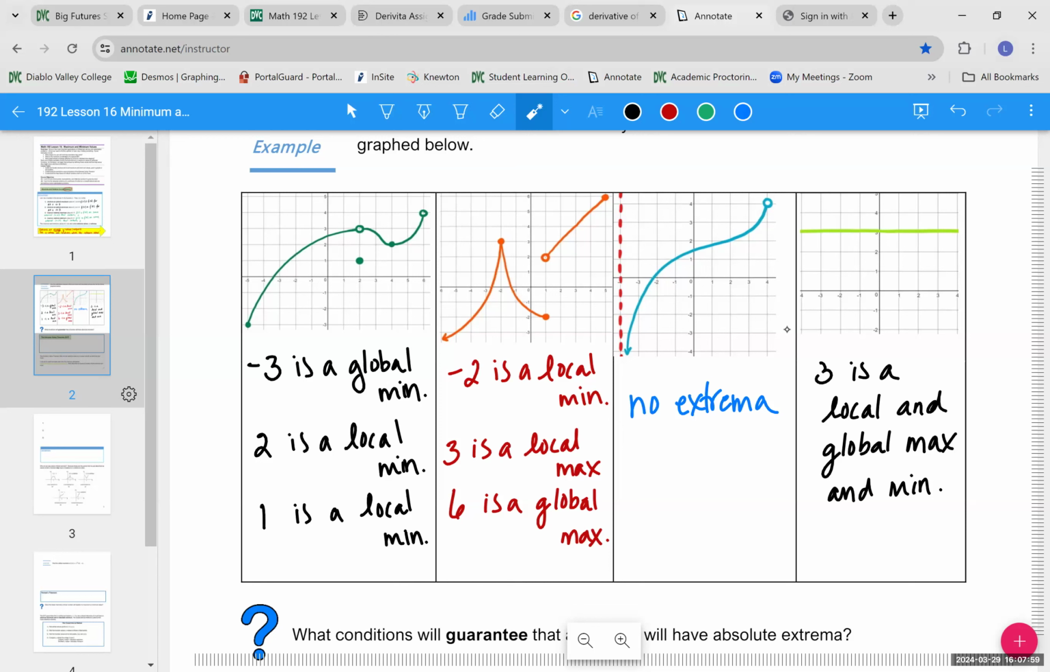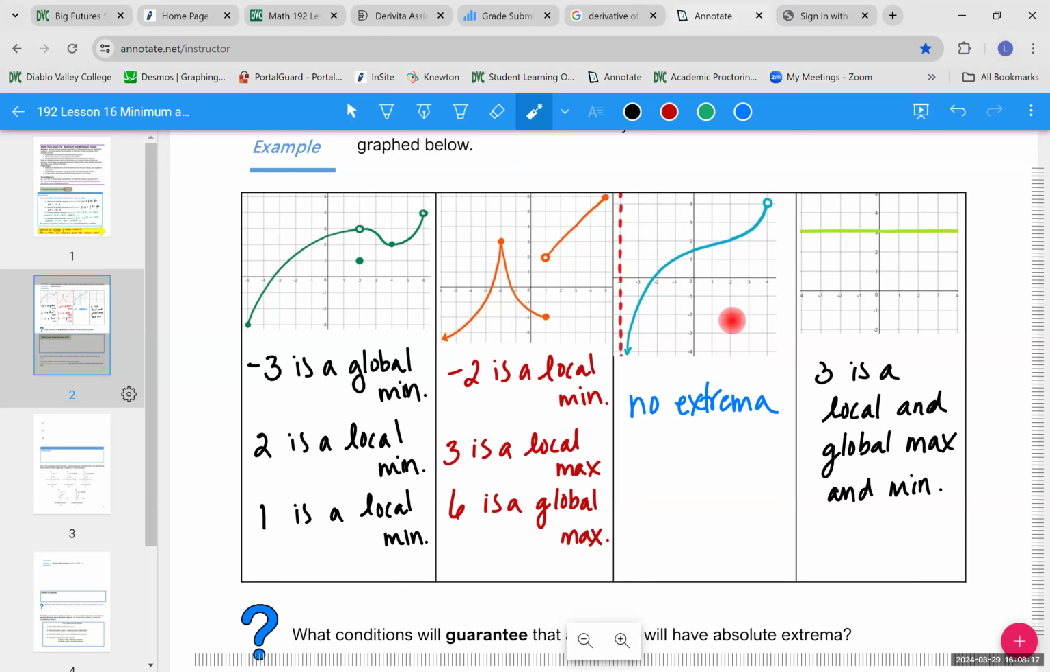So it's not a local max because there is not an open interval around it. It's not a two-sided neighborhood there. Again, we don't have a local min at this dot because it's not filled in, so it's not a function value.